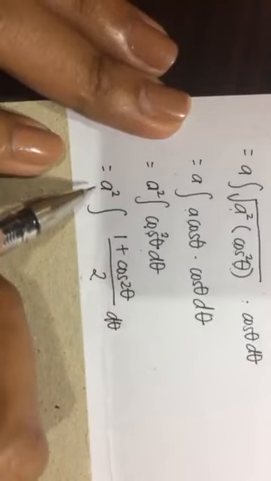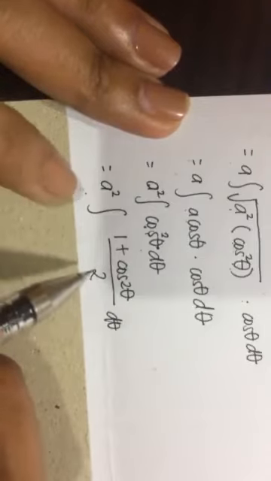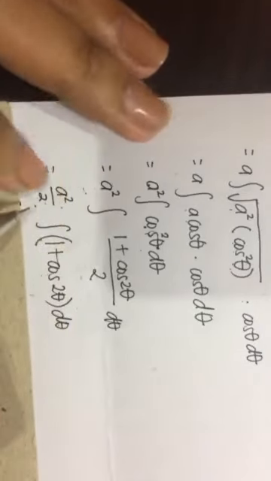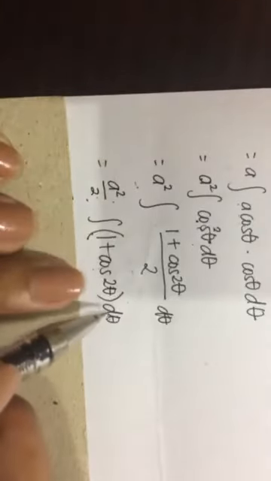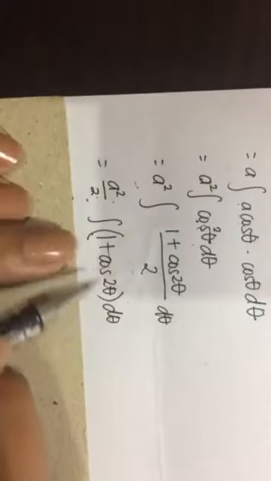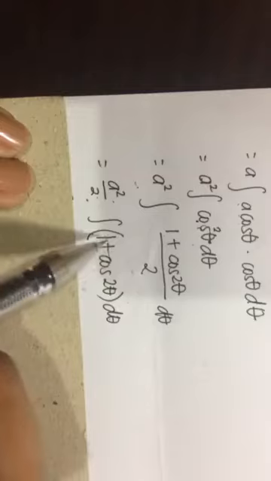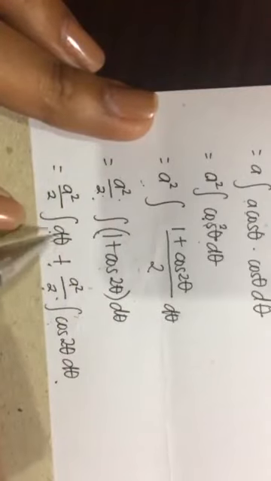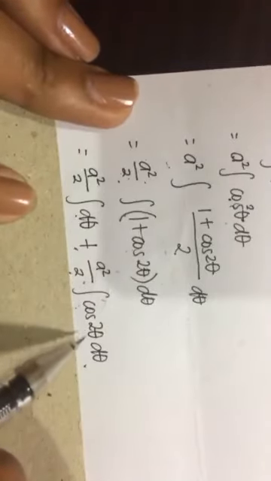A squared, which is a constant, and 2, which is also a constant, can be brought outside the integral sign. So a squared over 2 times the integral of 1 plus cosine 2 theta d theta. We can distribute it, so d theta plus cosine 2 theta d theta. Also, the constant will be distributed to each term. So it gives us a squared over 2 times the integral of d theta plus a squared over 2 times the integral of cosine 2 theta d theta.